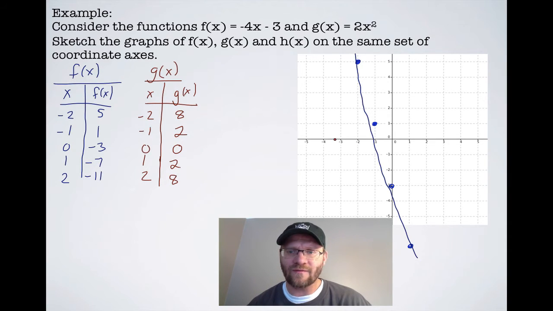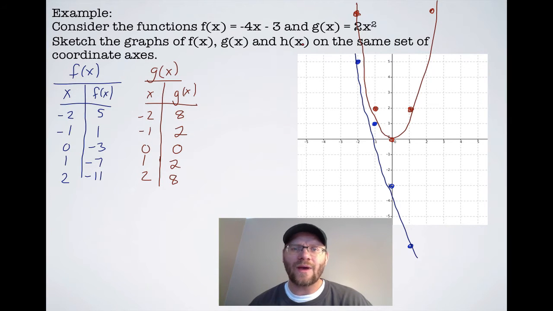So plugging these values, we've got 8 somewhere up here. Negative 1 comma 2 is right here. 0 comma 0, 1 comma 2, and 2 comma positive 8. So hopefully you've recognized this as a parabola, and sketching it will confirm that.